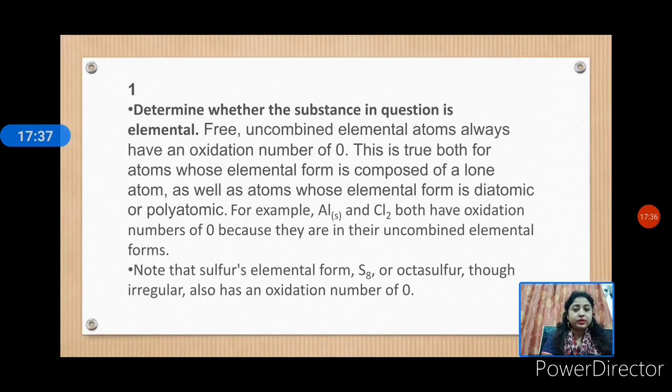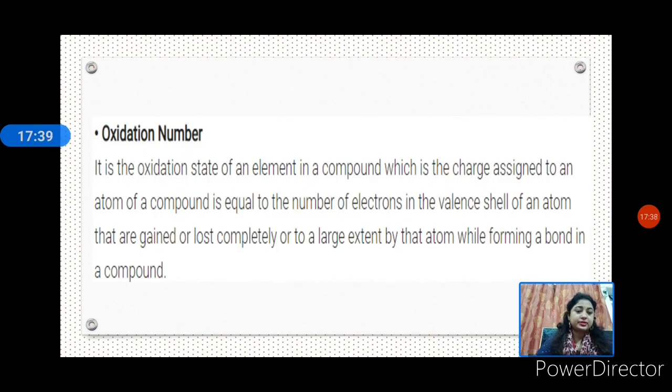So what you have to learn: what is oxidation, what is reduction, what types of ionic reactions are there, how the electrons are being lost, how the electrons are being gained. Just go through your book, read it, and if you find any difficulty you can ask me.